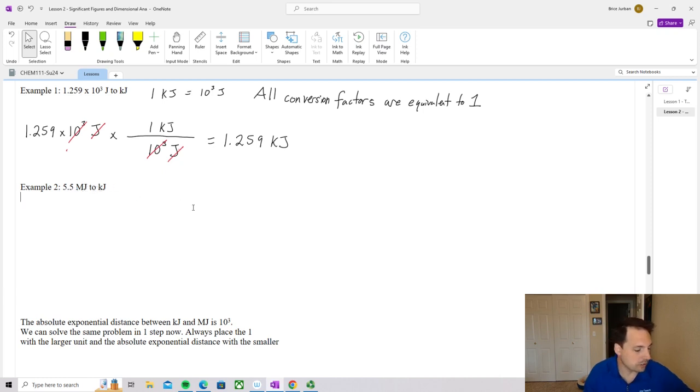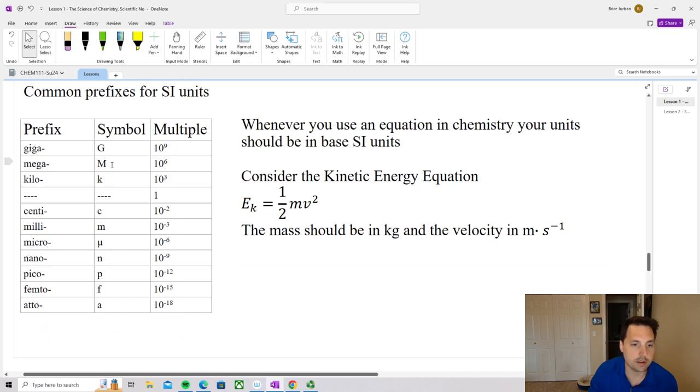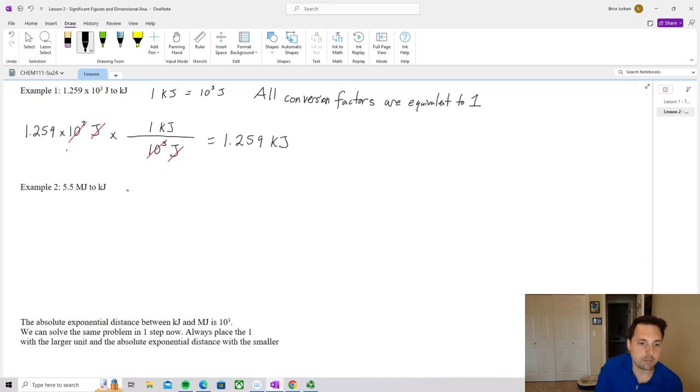All right, there are two ways to do this problem. The first method is to make use of two conversion factor prefixes. So we go back here, and mega, that's 10 to the 6th, and then kilo is 10 to the third. All right, so 1 megajoule is equal to 10 to the sixth joules. And then the other one is 1 kilojoule is equal to 10 to the third joules. All right, so there we have two of our conversion factors.